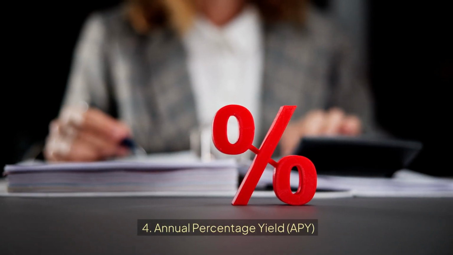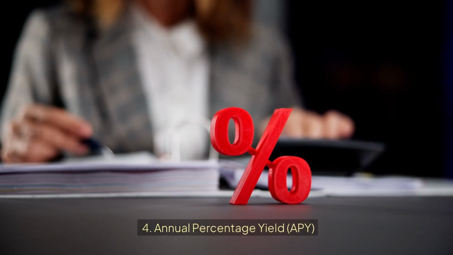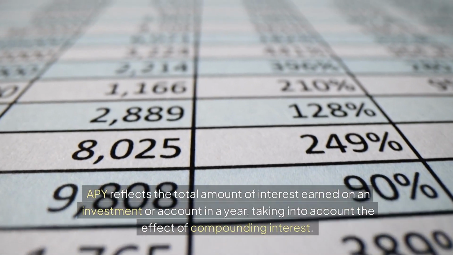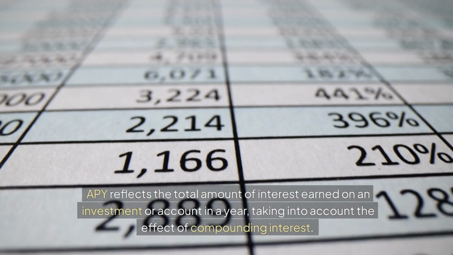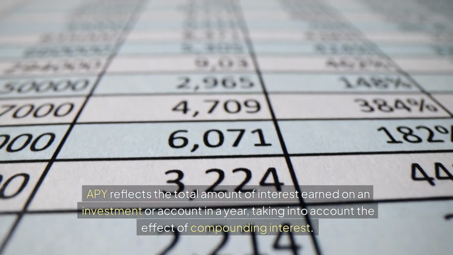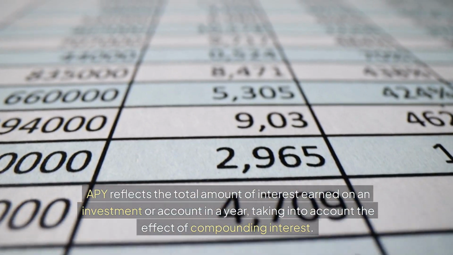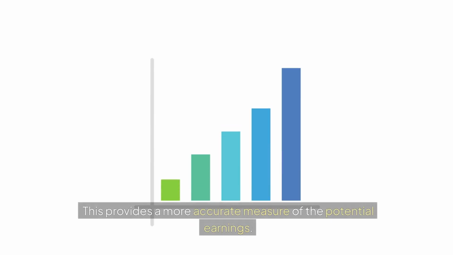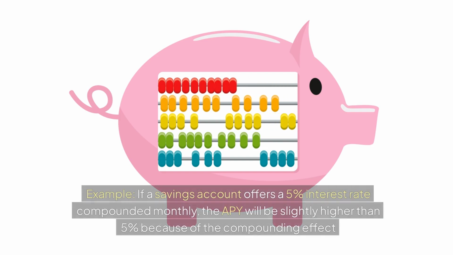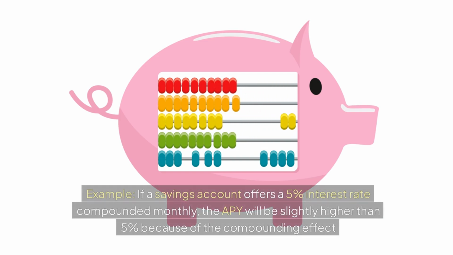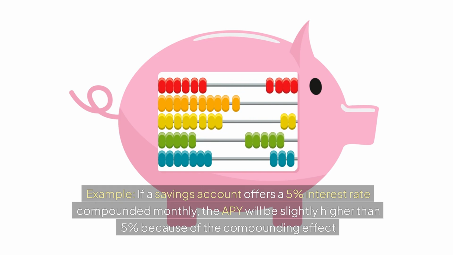4. Annual percentage yield, APY. APY reflects the total amount of interest earned on an investment or account in a year, taking into account the effect of compounding interest. This provides a more accurate measure of the potential earnings. Example: if a savings account offers a 5% interest rate compounded monthly, the APY will be slightly higher than 5% because of the compounding effect.